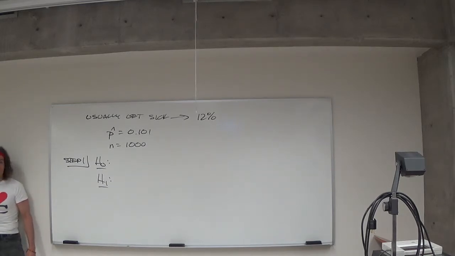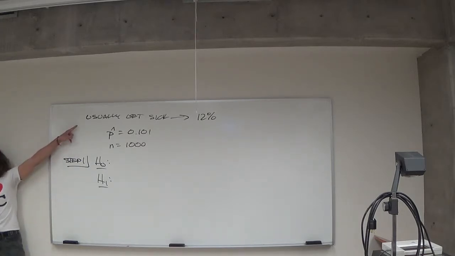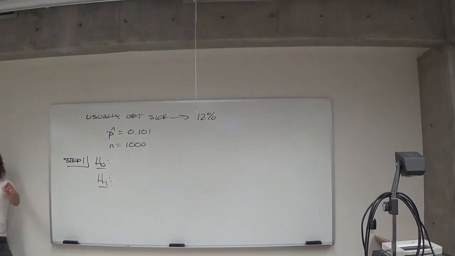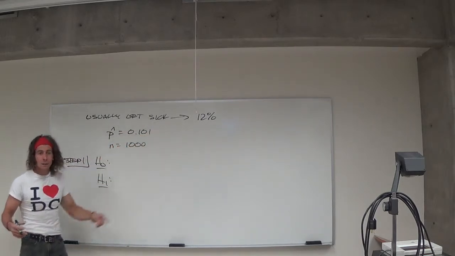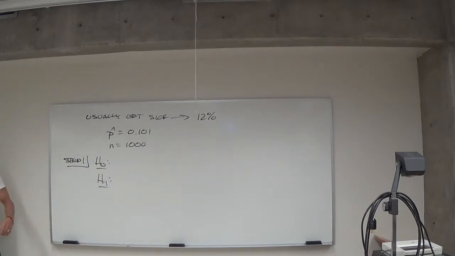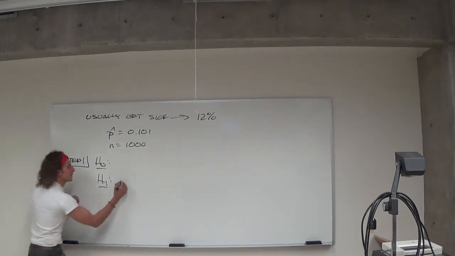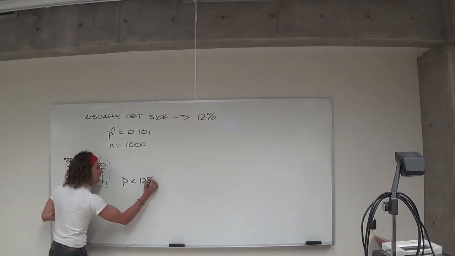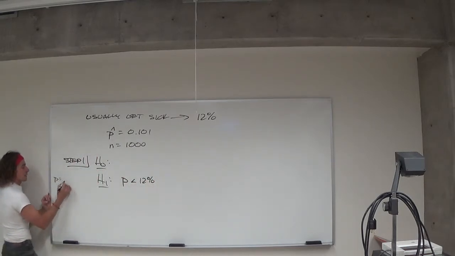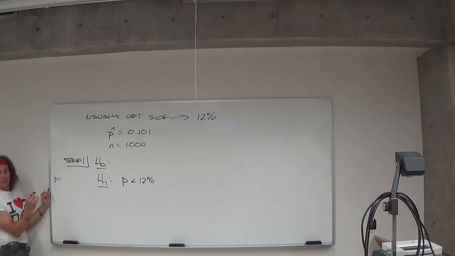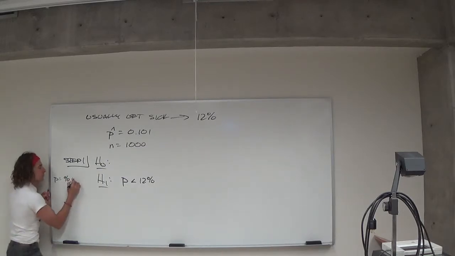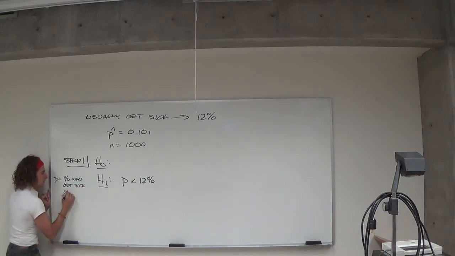How are we going to know if this thing's effective? By how many people get sick. This is who usually gets sick. If the vaccine's effective, who's going to get sick? Less than 12% of people. Just less than. Perfect. Less than 12%. And p, by definition, is the variable, the percentage of those who get sick on the vaccine. Percent who get sick on the vaccine.